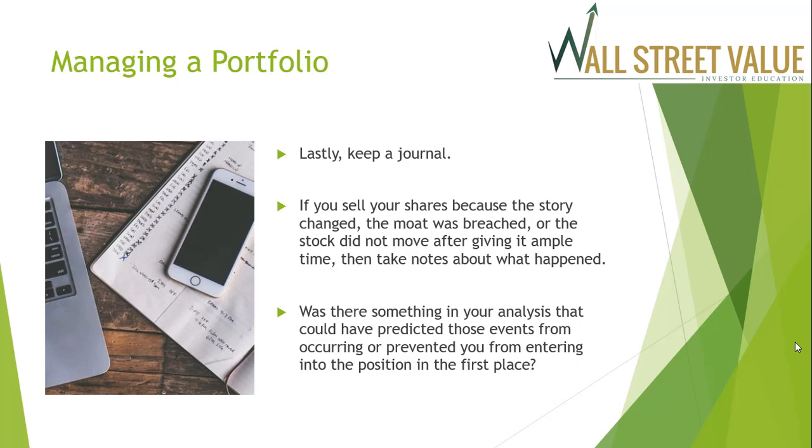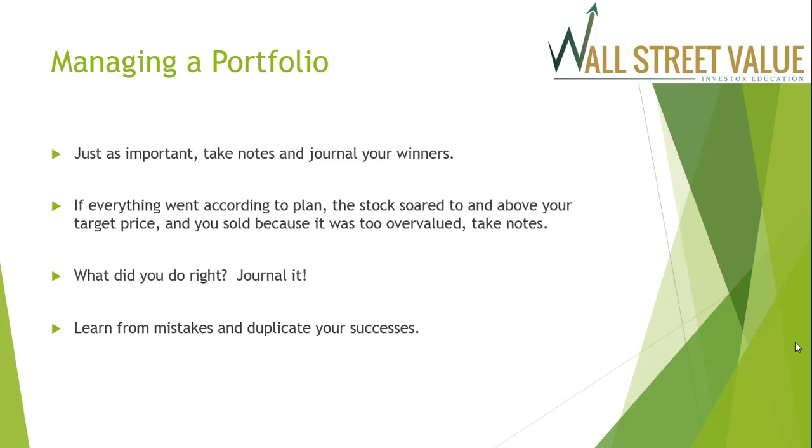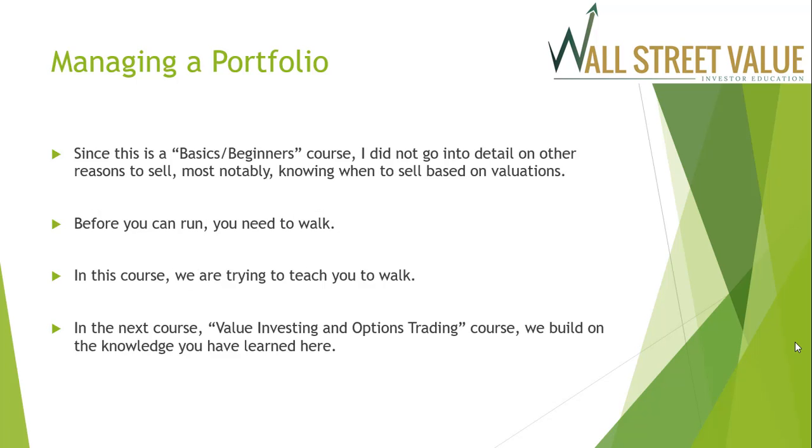Lastly, keep a journal. If you sell your shares because the story changed, the moat was breached, or the stock didn't move after you gave it ample time, then take notes about what happened. Was there something in your analysis that could have predicted those events or prevented you from entering into the position in the first place? Just as important, take notes and journal your winners. If everything went according to plan, the stock soared to and above your target price, and you sold because it was too overvalued, take notes. What did you do right? Journal it. You want to learn from your mistakes and duplicate your successes.